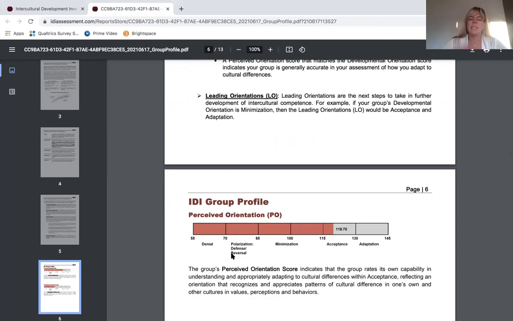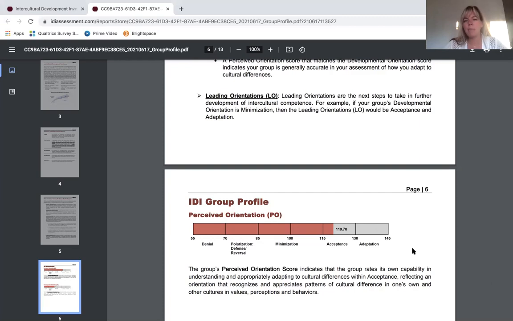The first thing that you'll see is what's known as the perceived orientation. And this orientation is simply telling us where the group thinks they're at. So how do we think we're doing as individuals in terms of intercultural competence? Here you can see the group thinks that we're somewhere in acceptance. And this is pretty common. We like to think we're accepting individuals. Acceptance sounds nice, and we think that, of course, we embrace and welcome other cultures. So as a group, the group is middle of the road in acceptance, with a score of 119.70. So that's our perceived orientation.